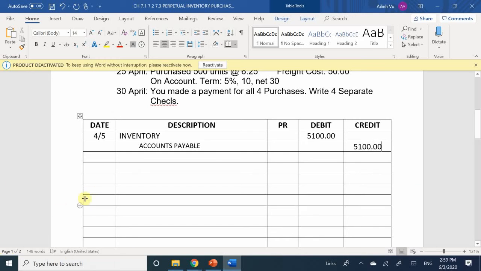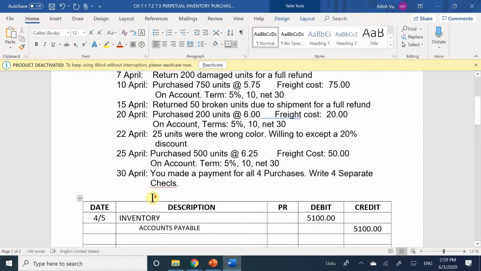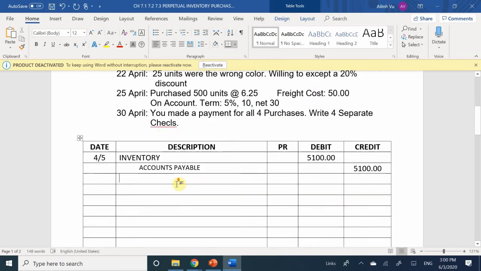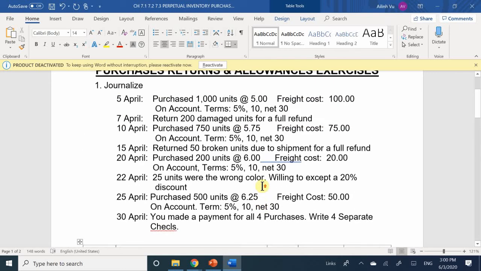So here you could go ahead and write who your vendor is. We don't have a vendor, but we know that we're given terms. At least we don't have to write a description just yet because it's not specific. So we can just skip a line for now and go on to the next problem.